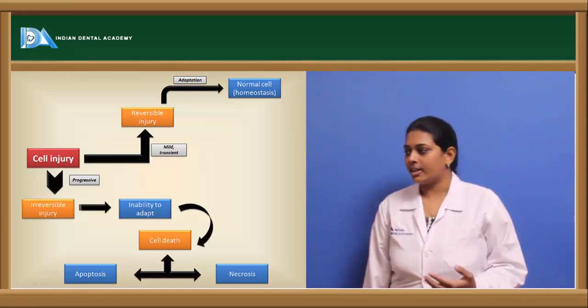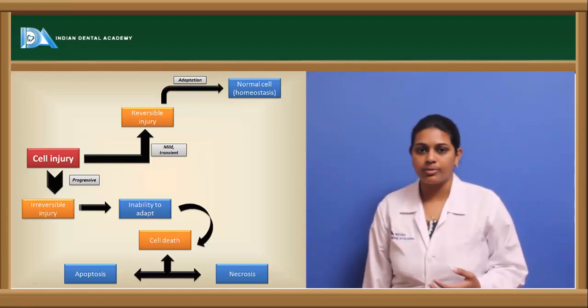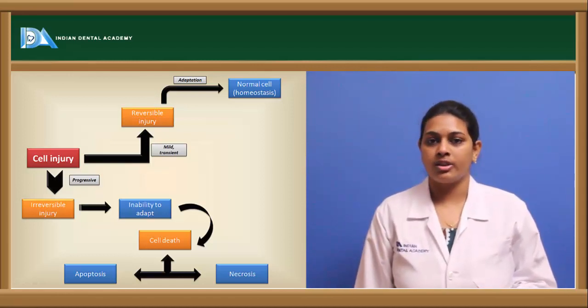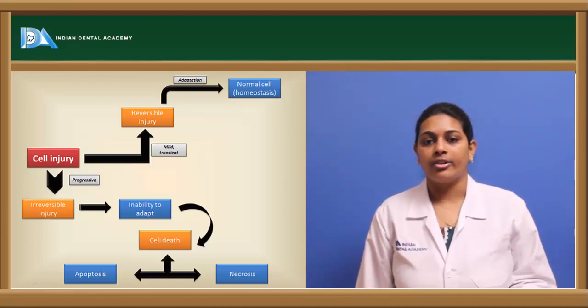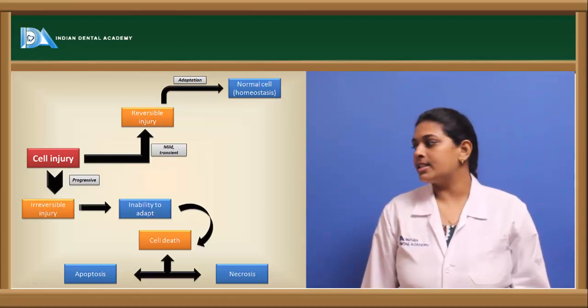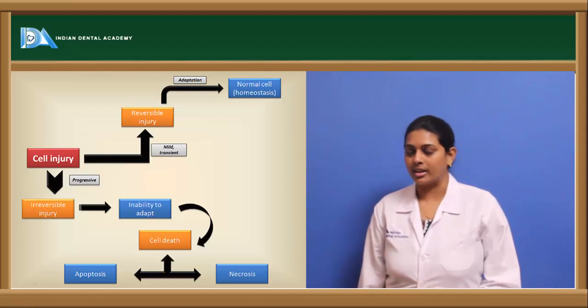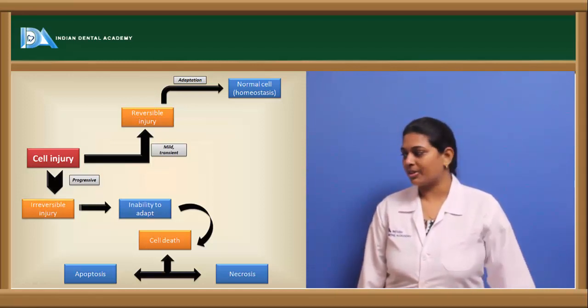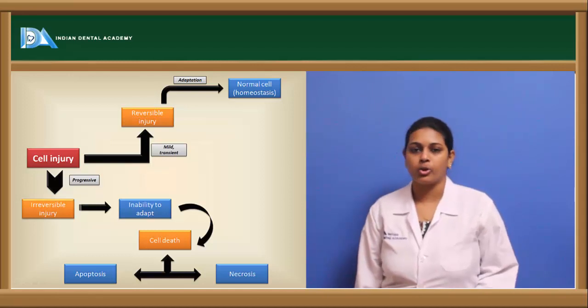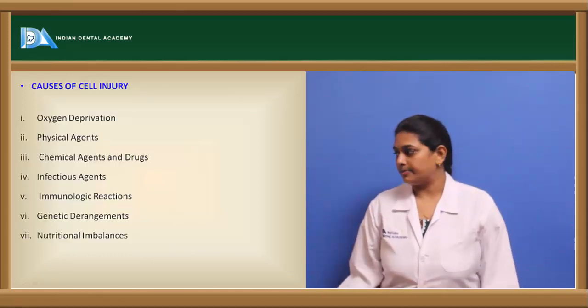Suppose the cell undergoes an irreversible injury, that is, the external stimulus or injurious agent is so severe that the cell cannot return to its normal position or normal functioning. Then the cell is unable to adapt to these adaptive responses, so it undergoes cell death. The cell death could be in the form of apoptosis or necrosis.